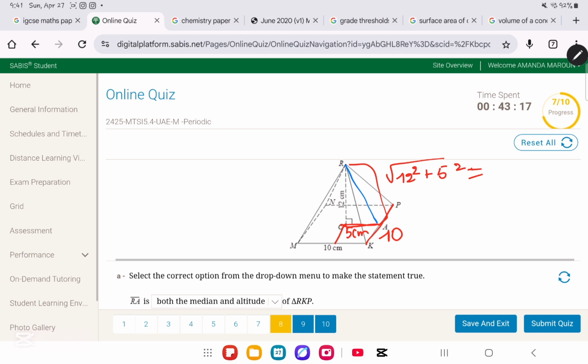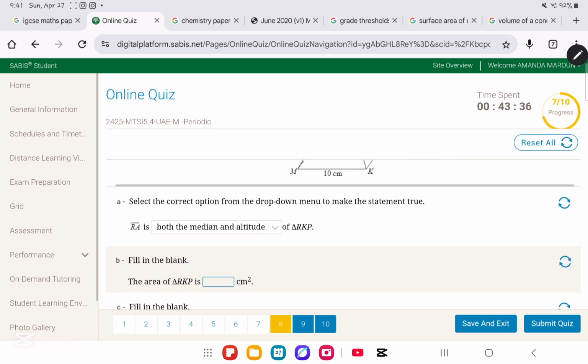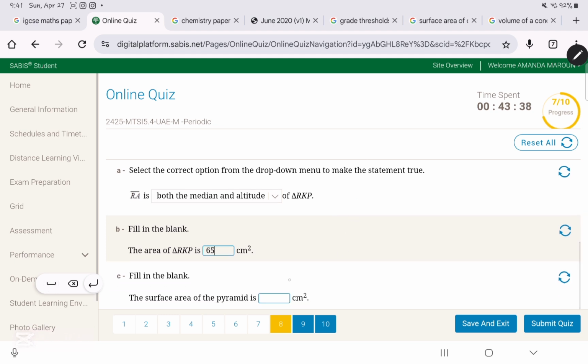You will put it on your calculator. So radical of 12 squared plus 5 squared, you're going to get 13. So now you have the value of the height. So 13 times 10 over 2, you will get 130 divided by 2, and you will get an answer of 65. So very simply, the answer over here is 65 centimeters squared.